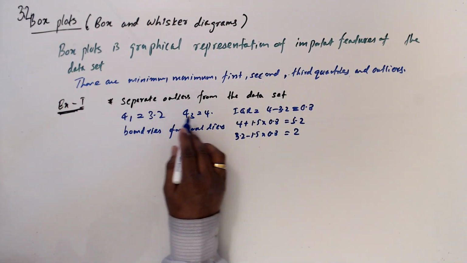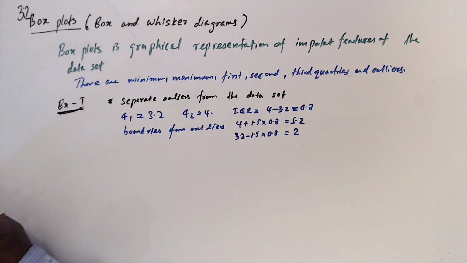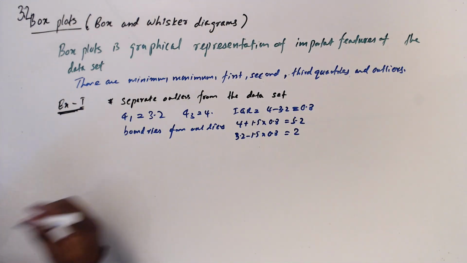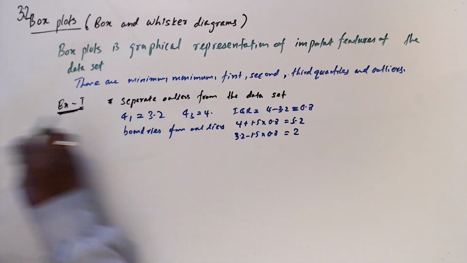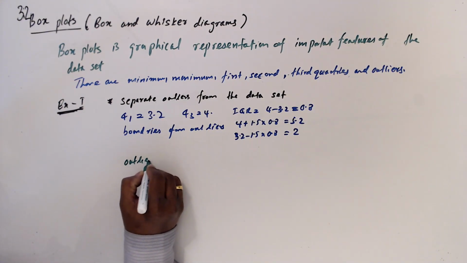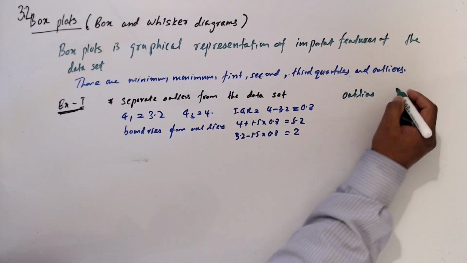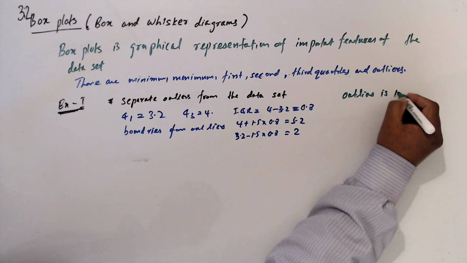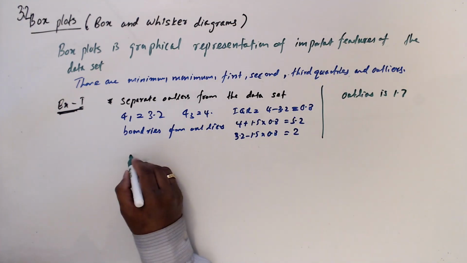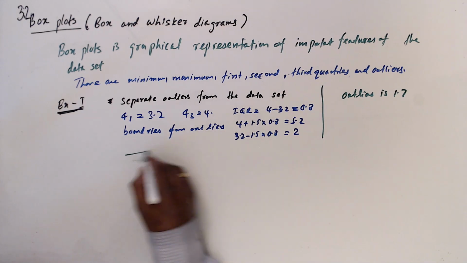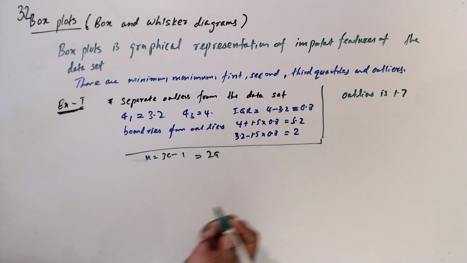From these boundaries we have to separate outliers from the data set. We check with the data set in example 1, and we found out we have only one outlier, right here, and it is 1.7. So now we separate the one outlier. How many remaining data now? N equals 30 minus 1. One is gone, so 29 data.